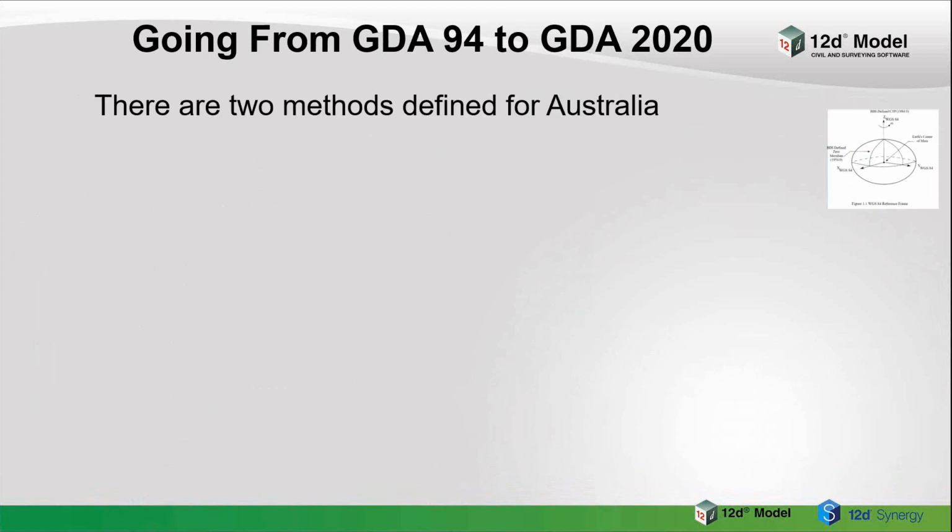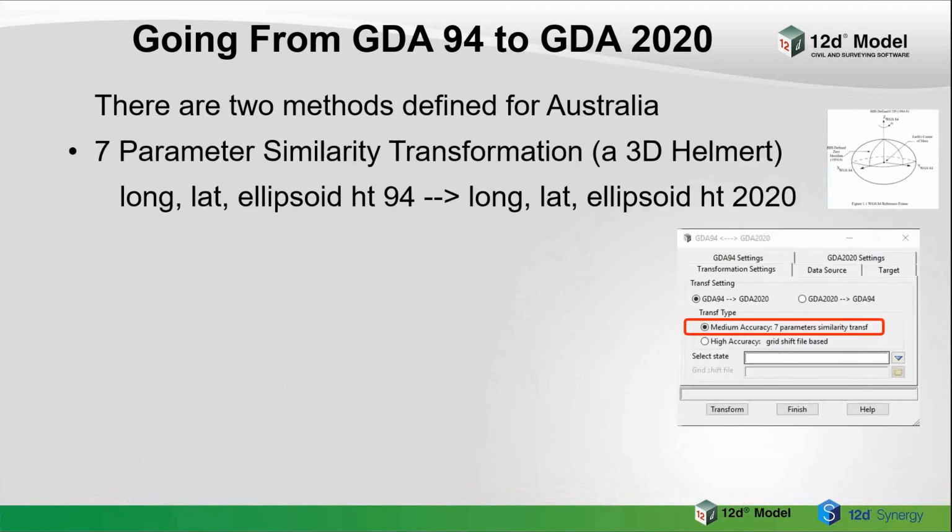So there's two methods for Australia. There's a thing called a 7-parameter similarity transform. It's a 3D Helmert in a special coordinate system, and it takes longitude, ellipsoid heights and maps them across. Now you won't see that because we convert the data from the coordinate system into long lat and then out again. But basically, you'll see it needs ellipsoid heights, and most people don't have that.